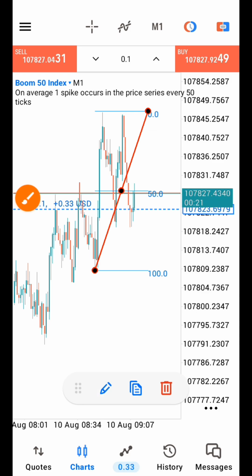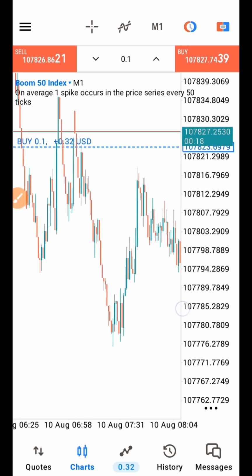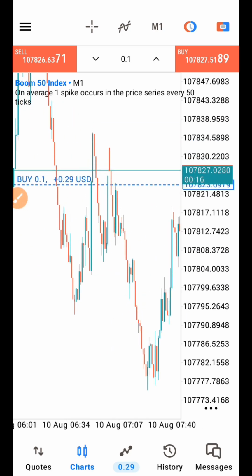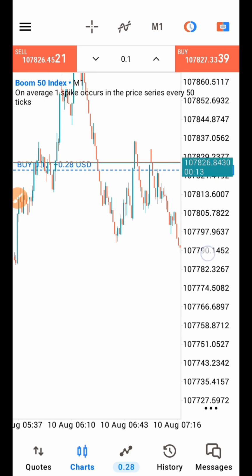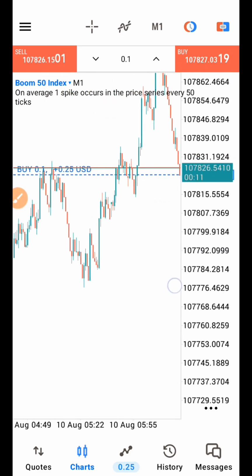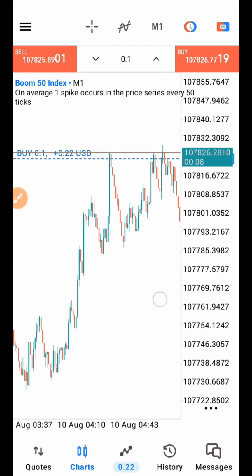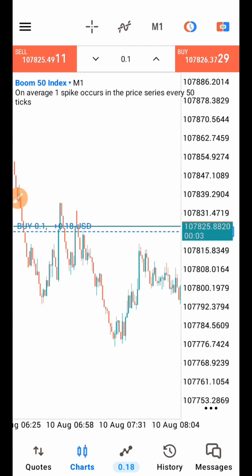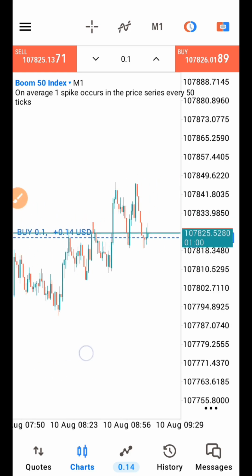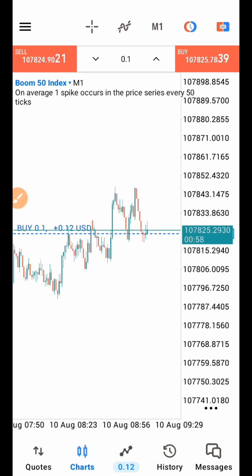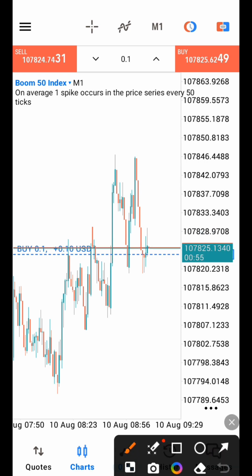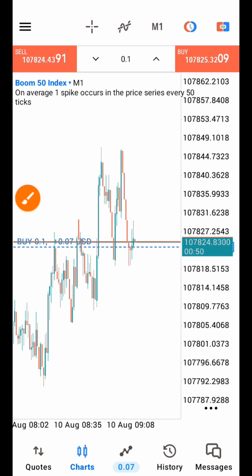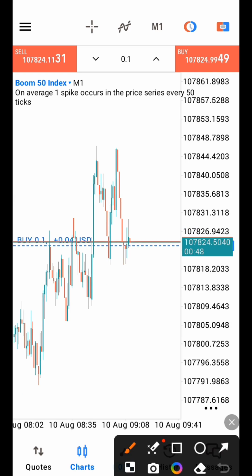You understand? The one good thing about this strategy is that it's good for both buying and selling. Let me look for one more example, then we are good to go. Now this is a sweep also, but it doesn't fall into the 50 level of Fibonacci. You understand? Your stop loss will be below this level, and you can target any one you want.